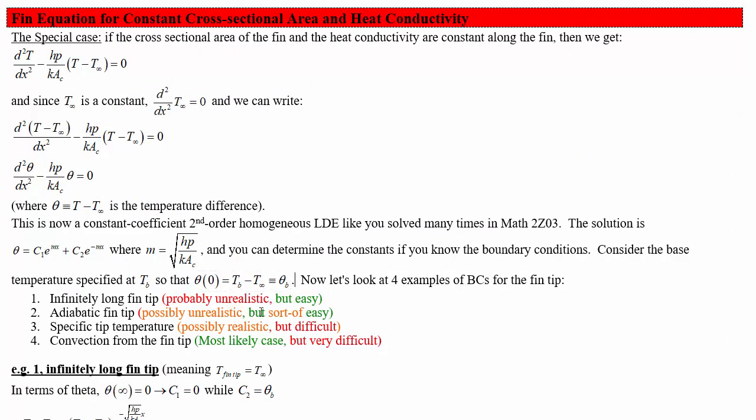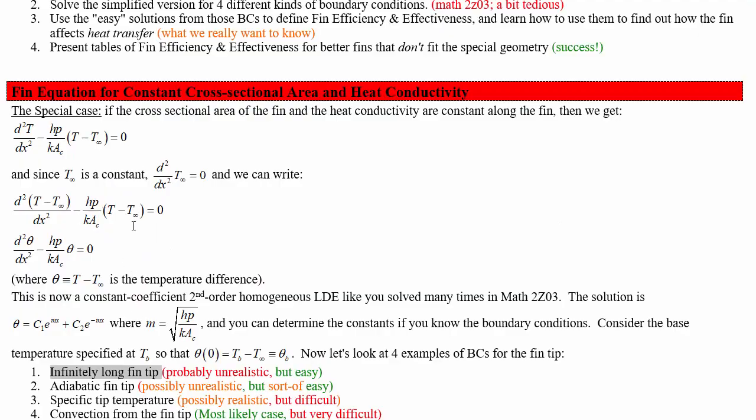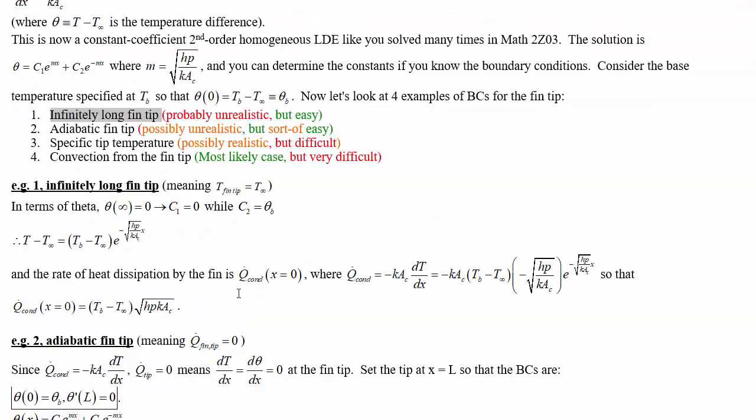And what we're going to use for the other end is dependent on which situation we're solving. So we're going to look at infinitely long fin tip, adiabatic fin tip, which means no heat transfer from the tip, specific fin tip temperature, and convection from the fin tip, which is the most likely case, but it's very difficult. So first, just to get a feel, you can try out this first one, infinitely long tip. That means that theta as x goes to infinity has to be equal to 0. Remember that theta equals 0 corresponds to T equals the free stream temperature.